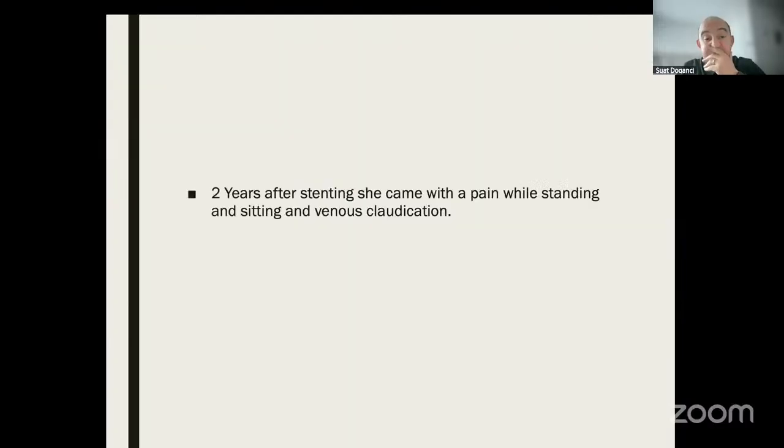And after 2 years, the patient came to me with pain while standing and sitting and with venous claudication. When I took the case in the angio suite, you see that the tip of the Wallstent was like a bullet, so it was very sharp. This was the reason that was causing pain. And with the Wallstent, you know that the tips are very, let's say, soft, so the vena cava inferior mostly is crushing this Wallstent.